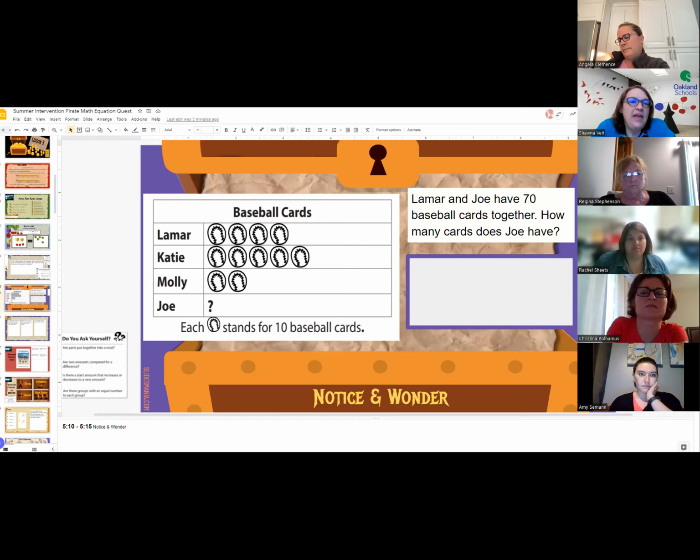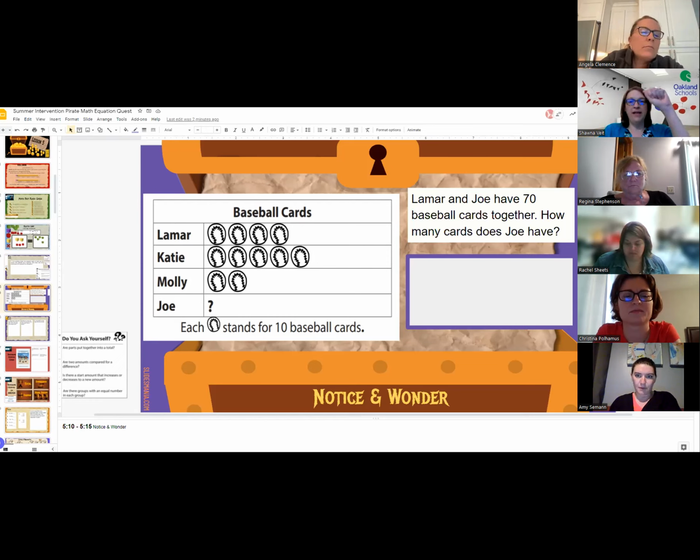So let's see, Amy asked, how many baseball cards do Molly and Katie have? What kind of problem is that, Amy? Total problem. It's a part whole because Molly has some, Katie has some, and together they have how many? And so what would the answer be for Amy's question? 70. 70. Thank you, Christina.